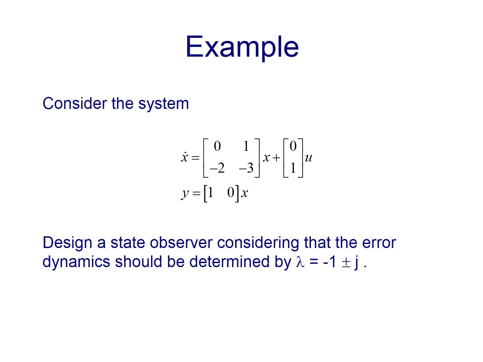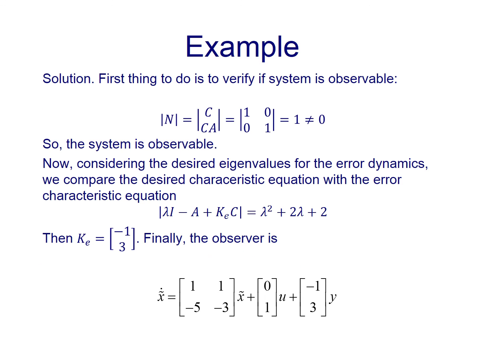Let us do an example. For this system, design a state observer, considering that the error dynamics should be determined with these lambdas. Okay, so we have the desired lambdas for the dynamics of the error. So we proceed as follows. First of all, always verify if the system is observable. For this case, the determinant of the observability matrix is different from zero, so the system is observable.